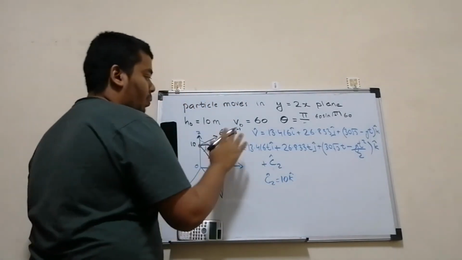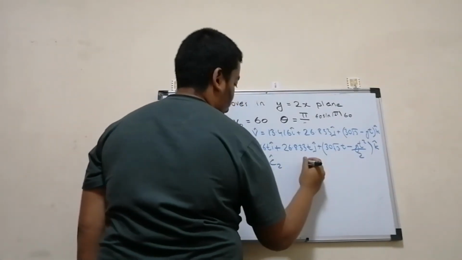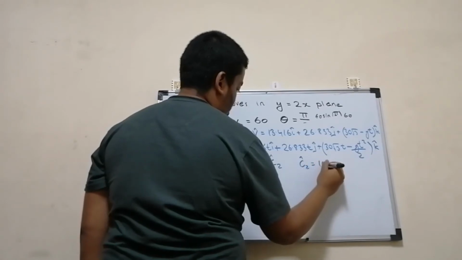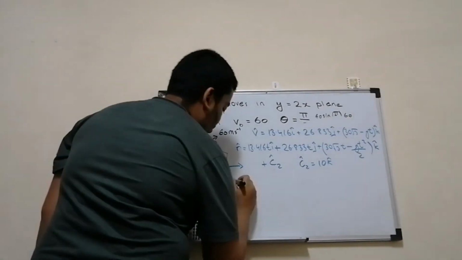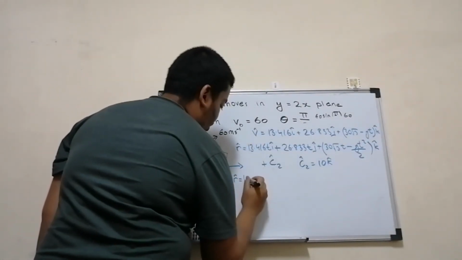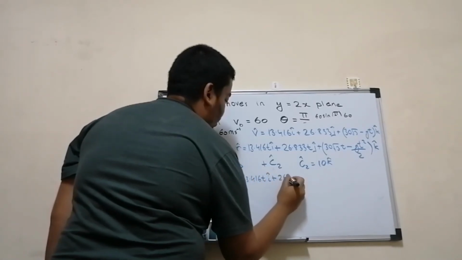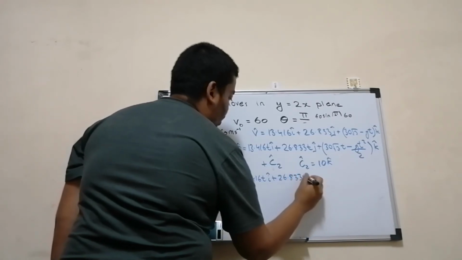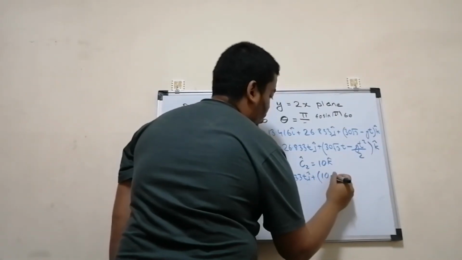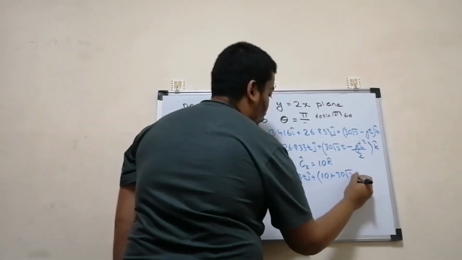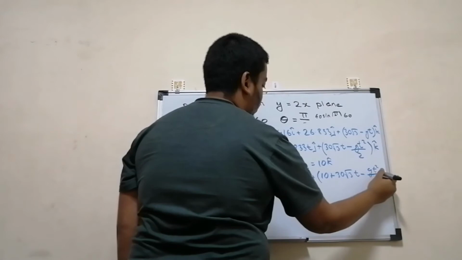Okay, so now our position vector is updated to 13.416 t i plus 26.833 t j plus 10 plus 30 square root of 3 t minus g t squared over 2 k.